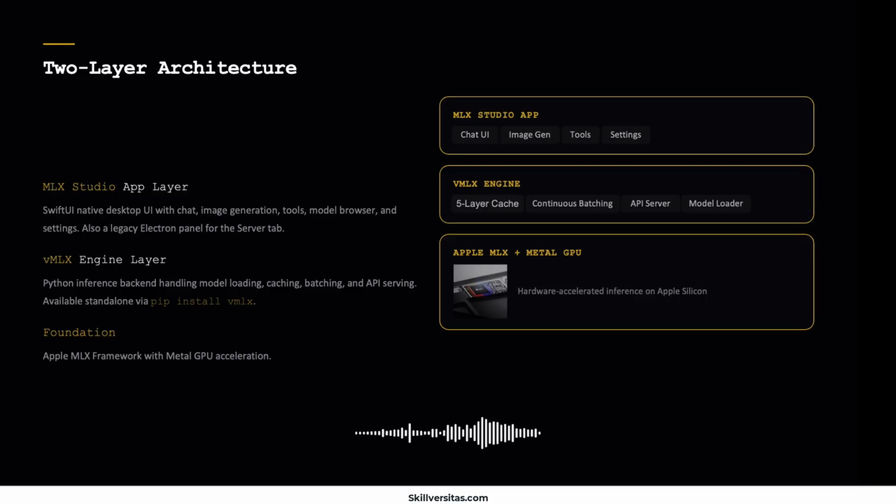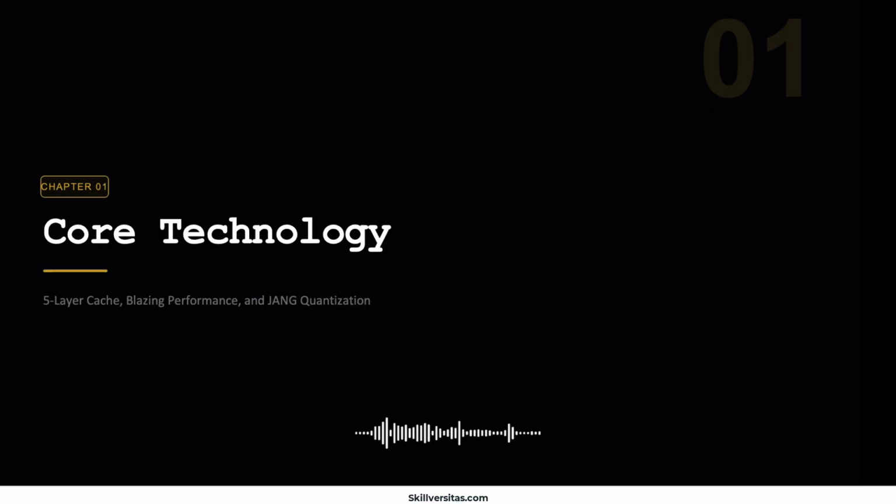Now let's talk about performance, because this is where MLXStudio really surprises people. They've built something called a 5-layer cache stack. I won't bore you with all 5 layers right now, but no other local AI app combines all of them. The result: up to 224 times faster than LM Studio on the same hardware. Yeah, you heard that right? 224 times. How? Two techniques.